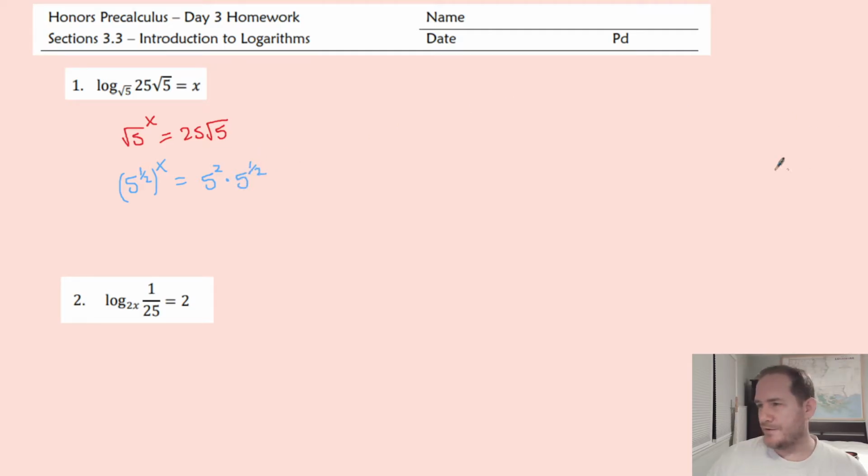So now you got to remember your rules of exponents. When you've got a power to a power, you're going to multiply. So you get 5 to the 1/2 times x. But over here, when you've got an exponential times an exponential, you just keep the base and you add the powers. So it'll be 2 plus 1/2.